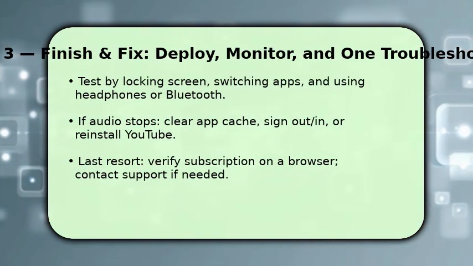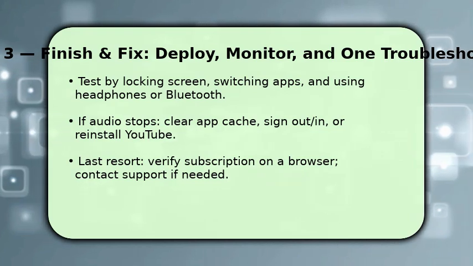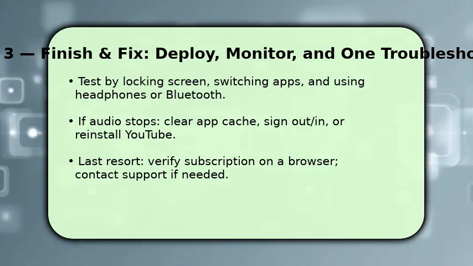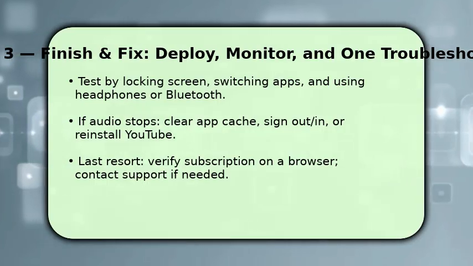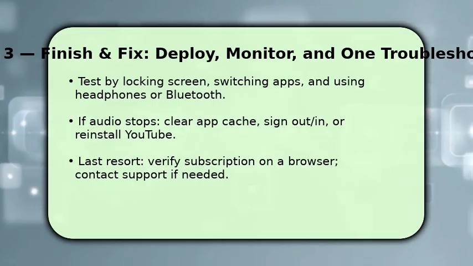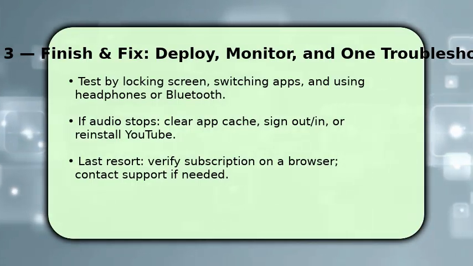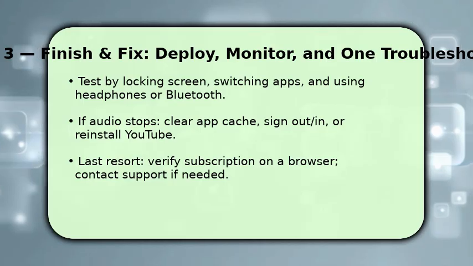Finish by testing. Play a video, lock your screen, switch apps, and connect headphones or Bluetooth to confirm stable playback. If audio stops, clear the YouTube app cache, sign out then sign back in, and if that fails, reinstall the app. These steps fix common corrupt states.